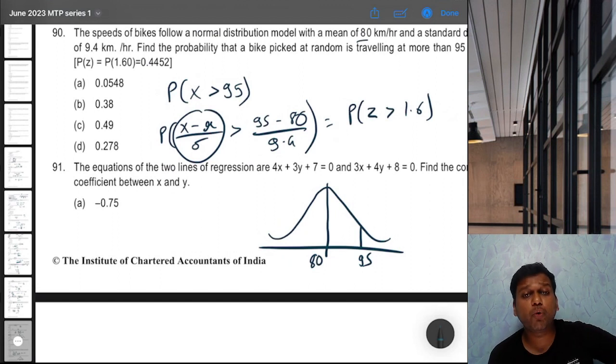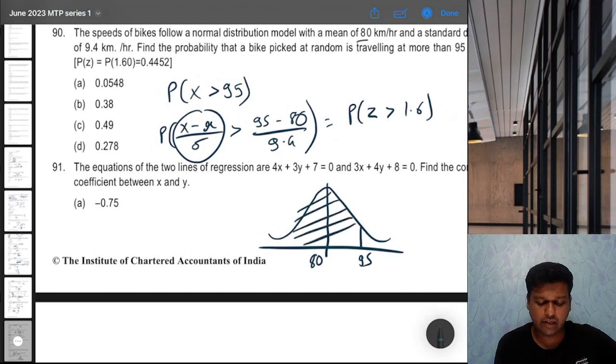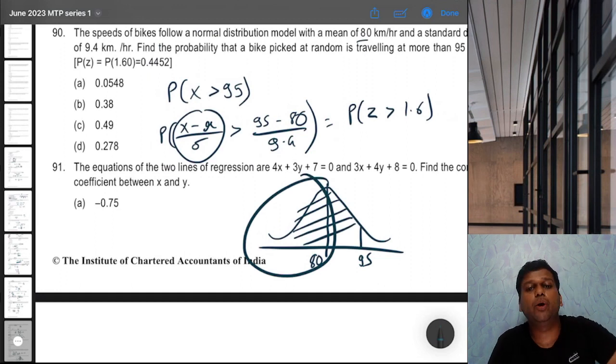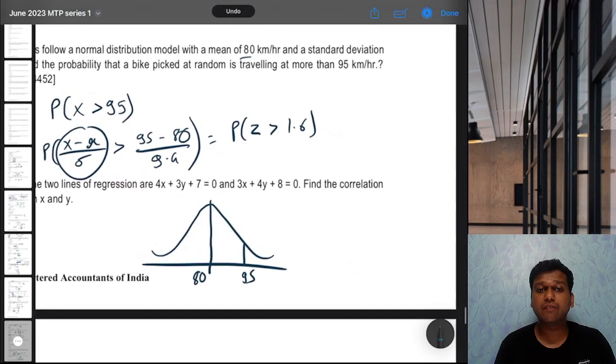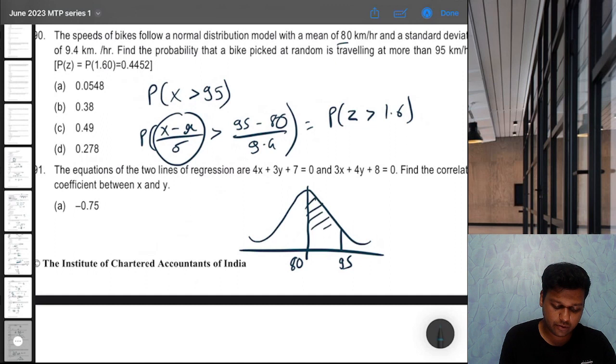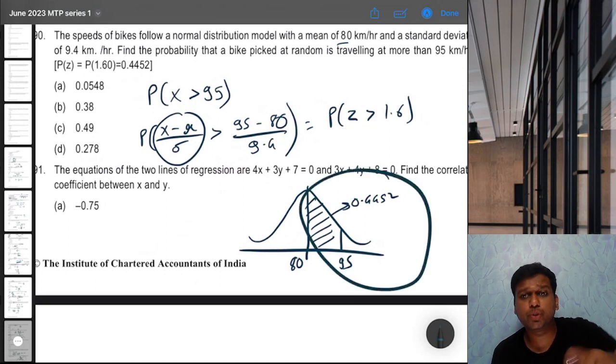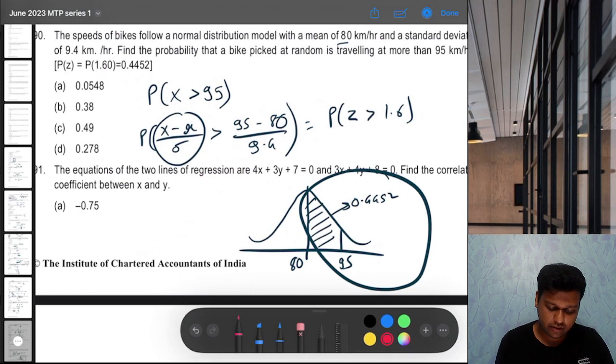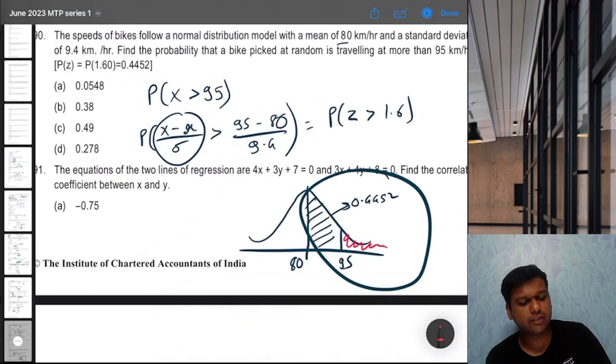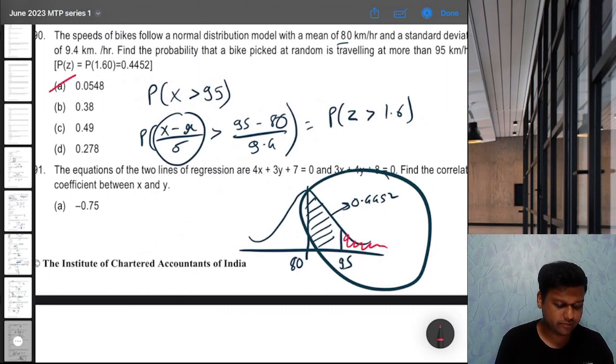They have given that value as 0.4452. So obviously, think logically, they have not given this value. Why? Because this will be more than 0.5, because this half itself is 0.5, right? That means logically, which value have they given? They have given this value, which is 0.4452. Okay. So we know that this half of the normal distribution is 0.5. So we want greater than 95. Greater than 95 is what? This part. So 0.5 minus 0.4452, that is 0.0548, option A.